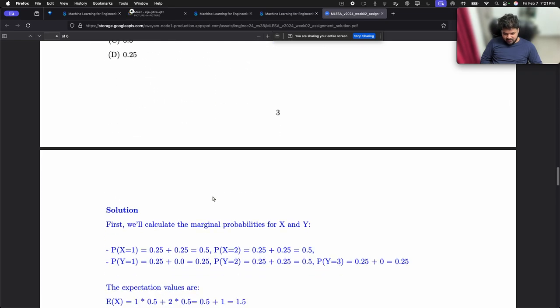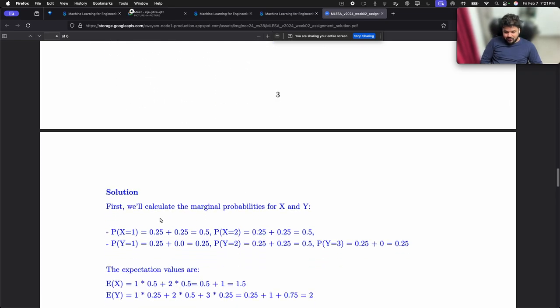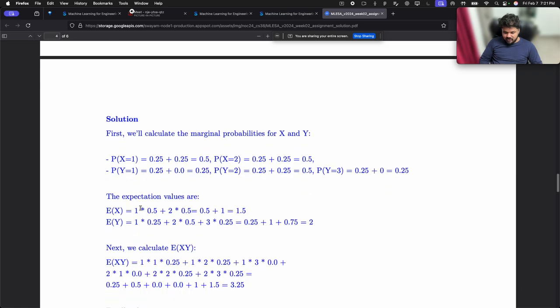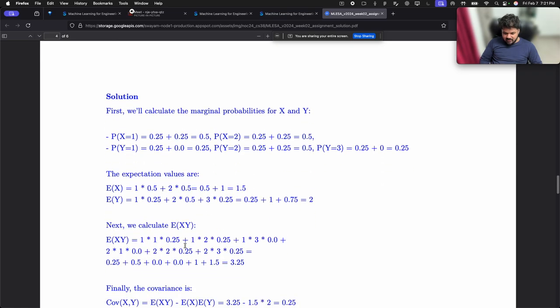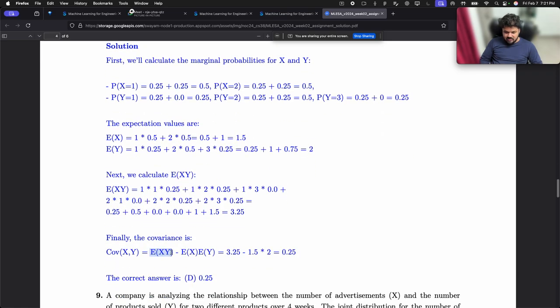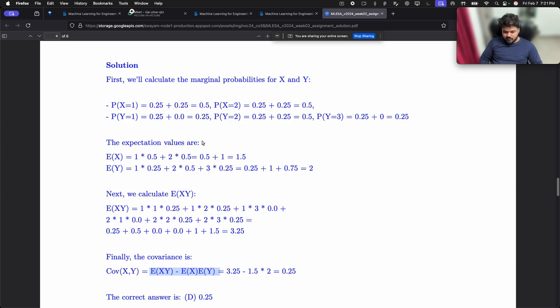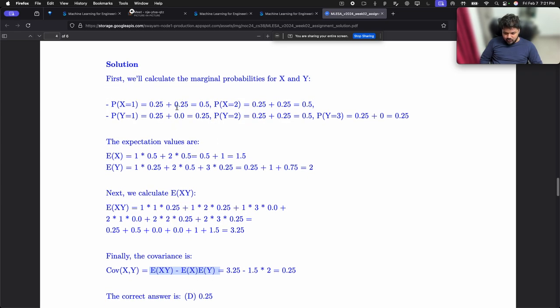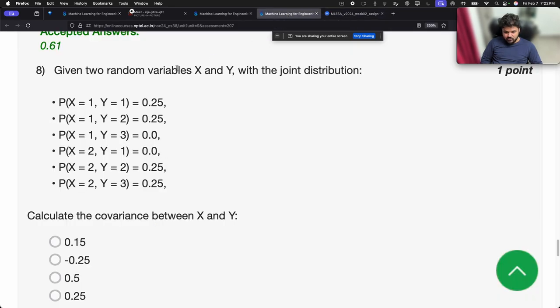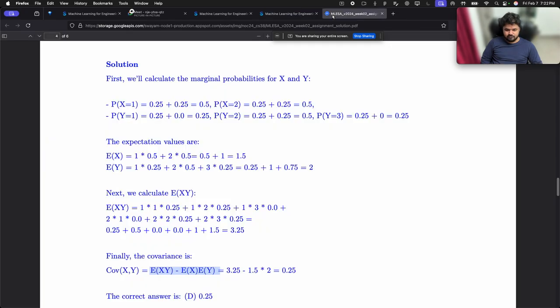It's very simple. We compute marginal probabilities for x and y, and then we multiply like what we did before: E of x square minus E of x whole square. So E of x is equal to 1, summing all the probabilities for x is equal to 1: 0.25, 0.25, 0. So that gives you 0.5.